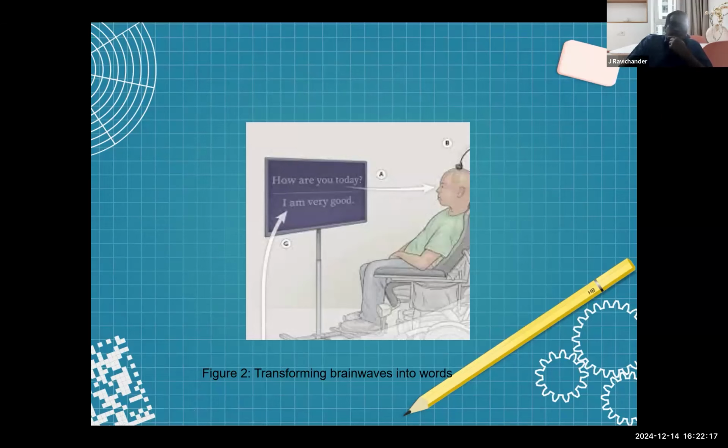We have implanted one particular EEG device here. That EEG device will translate signals, or thoughts, into commands. What are those commands? Commands in the form of text. That is called brain to word. Here, brain signals will be translated into words.